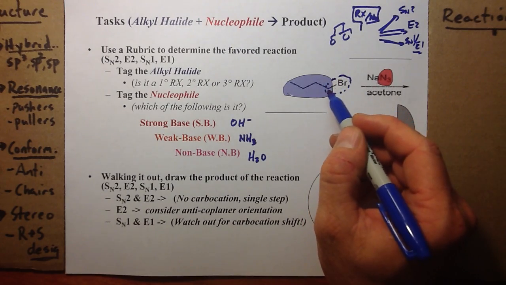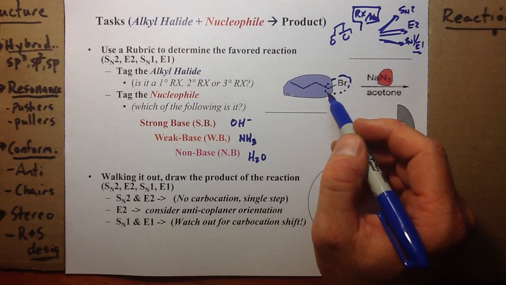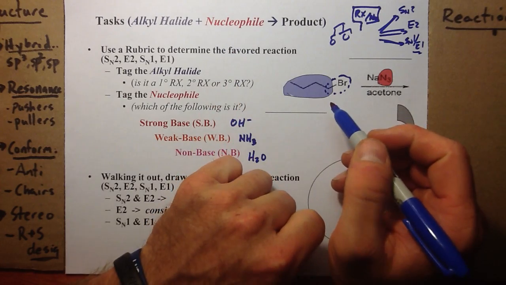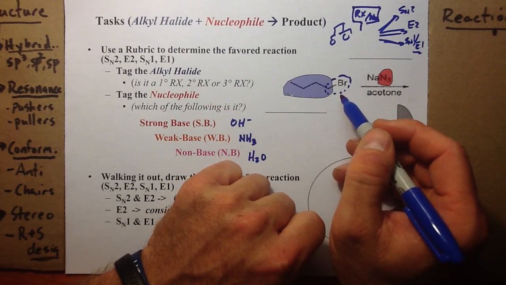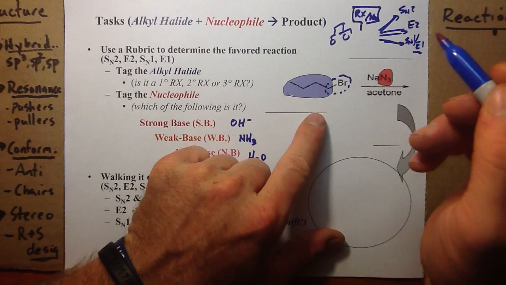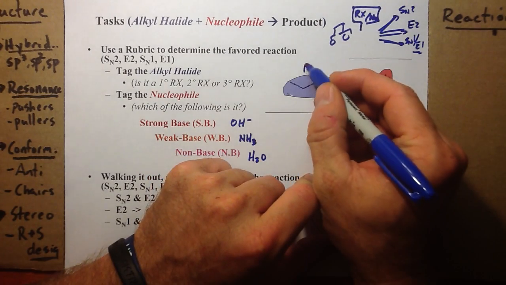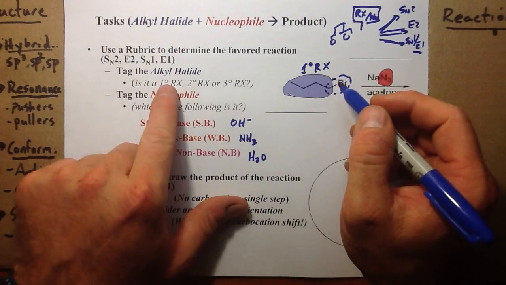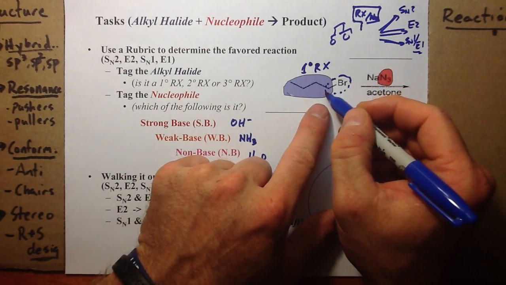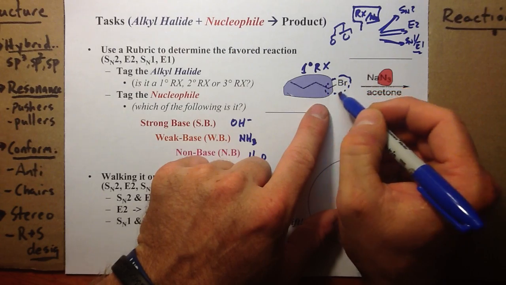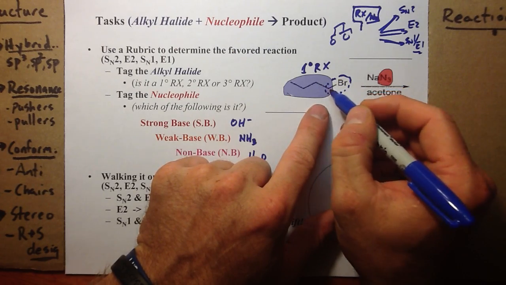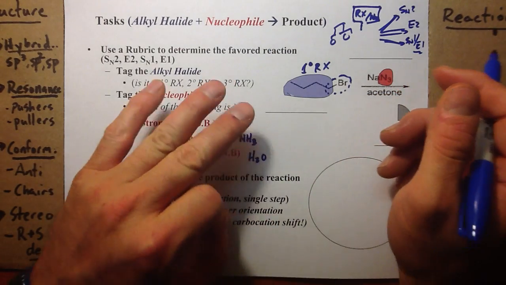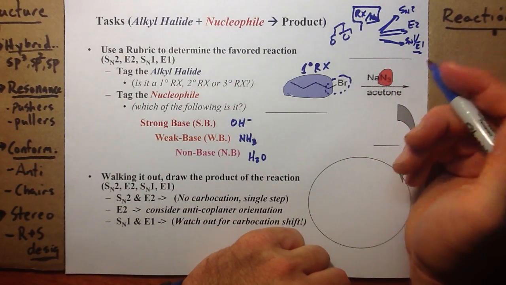You circle that. However many carbon-carbon bonds you cut tells you whether you have a primary, secondary, or tertiary alkyl halide. In this case, I only cut 1. So this would be a primary RX, because in the circling of the C-Br bond, we only cut 1 carbon-carbon bond. If we'd cut 2, it'd be secondary. If we'd cut 3, it'd be tertiary.